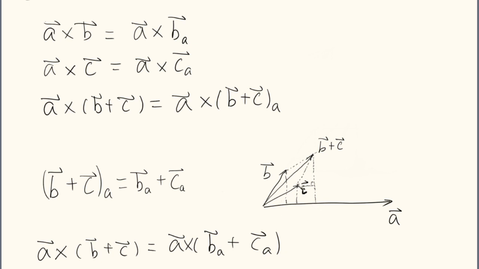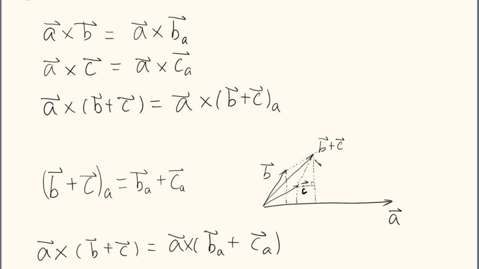Vector A, vector B, vector C. This is vector B plus C. So this is the parallelogram. This is vector B, and we draw a line parallel to vector A. So this is a rectangle, and this is a triangle. So this vector is vector B sub A. This is vector B sub A, and this is equal to this. This is vector C sub A.